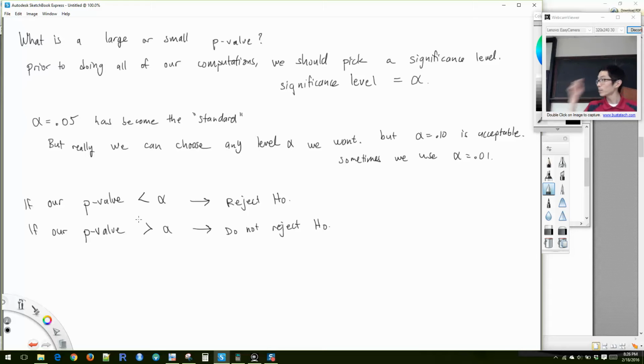Does this feel okay? Yeah. What if it's equal? If it's equal, now that happens very rarely. That means you happen to get that one value that's exactly in that column. And then you have to make a choice.